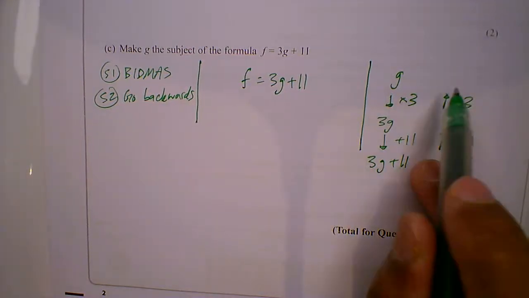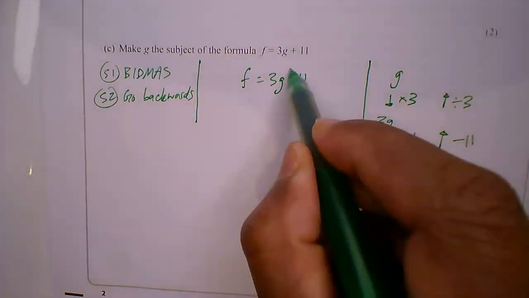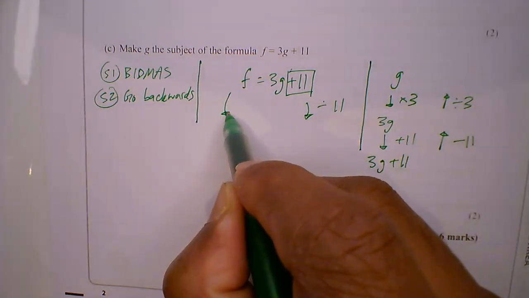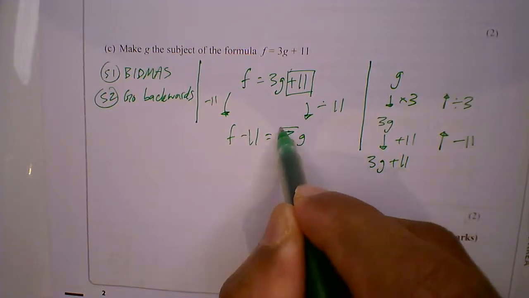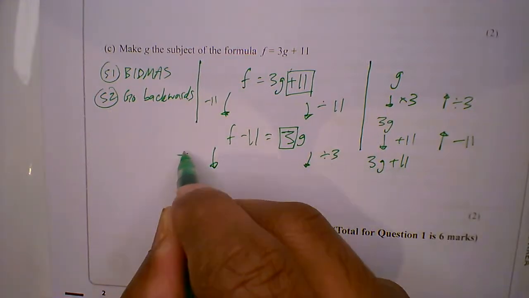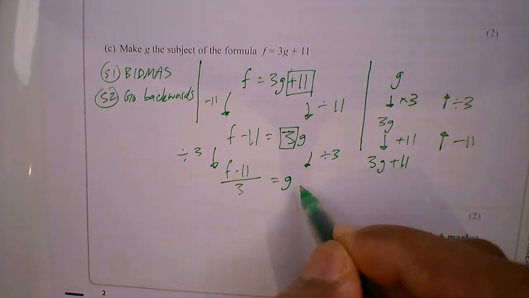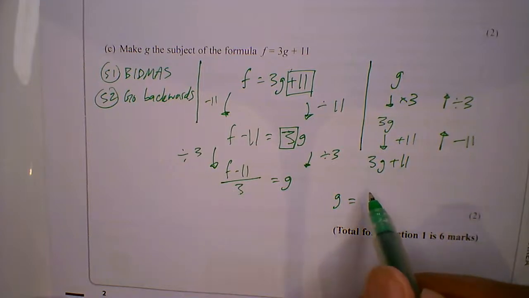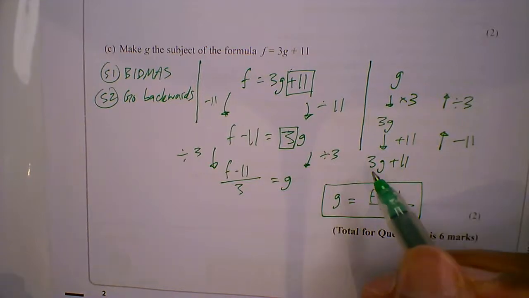So that's how this works out. And if you do this in your head, then you can just look at this and see that what's furthest away from G is the 11. So what's opposite of plus 11 is minus 11 on both sides. So it becomes F take away 11 equals 3G. Then we want to remove the 3. So we need to divide by 3 on both sides. So it's F minus 11 all over 3 equals G. So that is worth 2 marks. G equals F take away 11 all over 3 is our final answer.